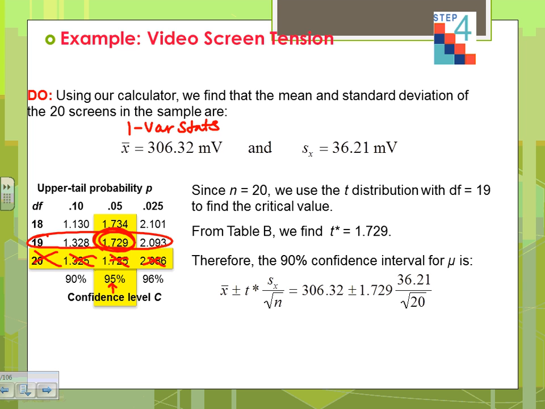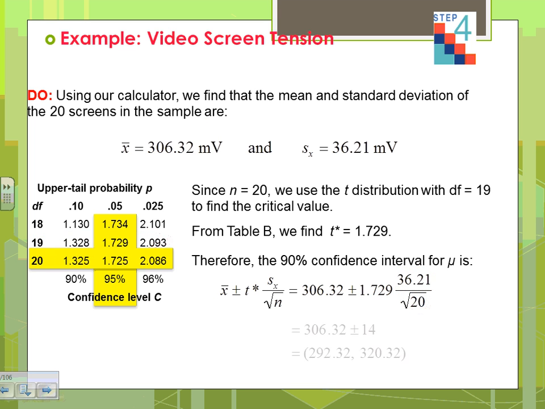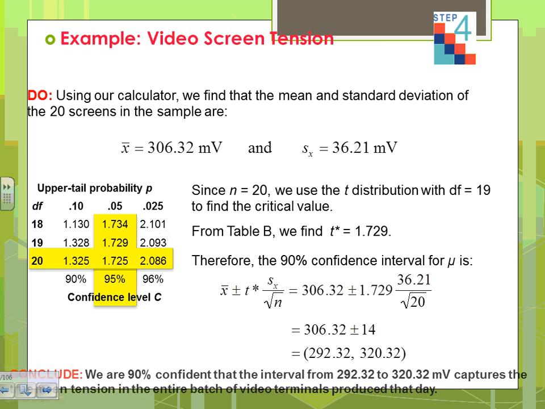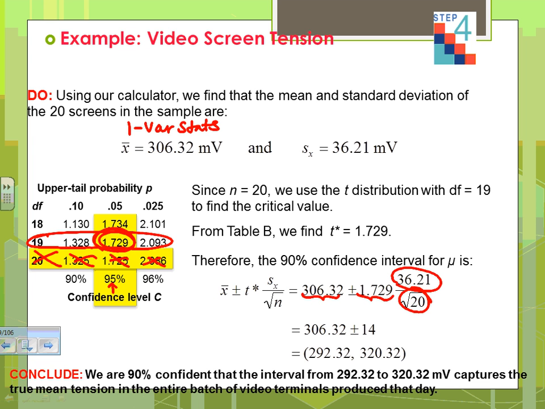So now when I construct, I can do my sample mean, my statistic, plus or minus my critical value times our sample standard deviation, because we don't know sigma, divided by the square root of n. Simplifying it down, we get an interval like this. So we are 90% confident that the interval from 292.32 to 320.32 millivolts captures the true mean tension of the entire batch of video terminals produced that day.